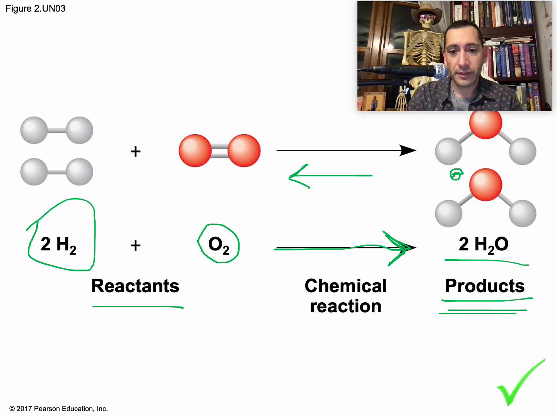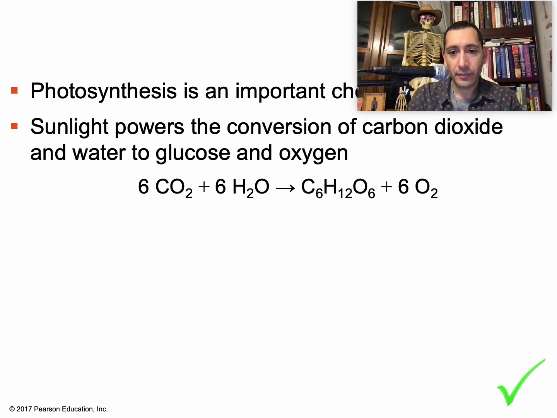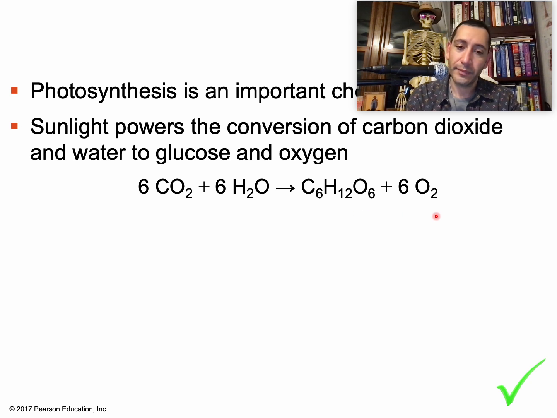Now, let's look at another example. Here we go. This arrow is pointing to the right. That means this stuff over here, products or reactants? Answer is, these are the products. What's the stuff on the left-hand side? Those are the reactants. Why? Well, because the arrow is pointing to the right. That's it.